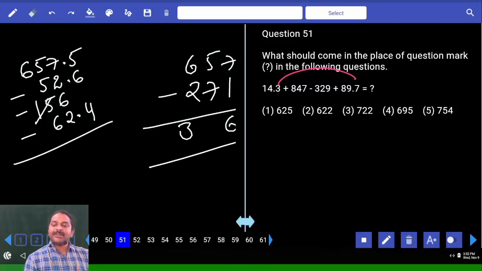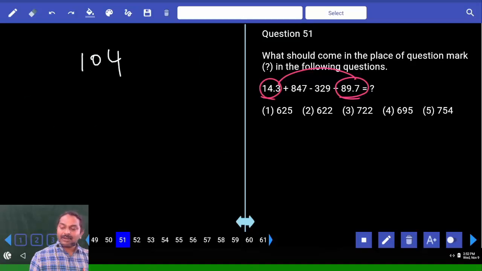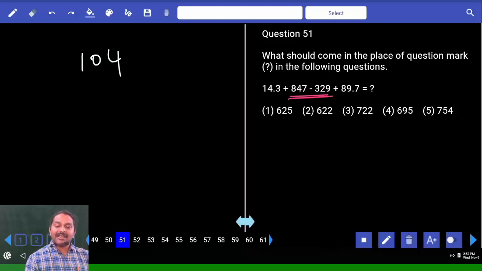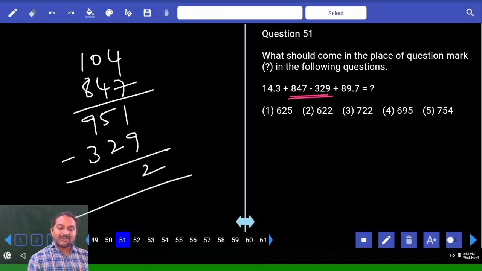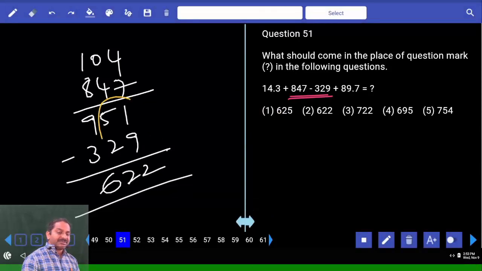Add 0.3 to that fellow, the last number. Last number becomes 90 plus 14. How much? 104. And we have to calculate only this value. To this 847 is added, positive number, which is 951. From this 329 is subtracted. Answer must end with 2. 51 minus 29, 22, and then 6, 622. I calculated the last 2 digits. 51 minus 29, 22. 9 minus 3, 6.